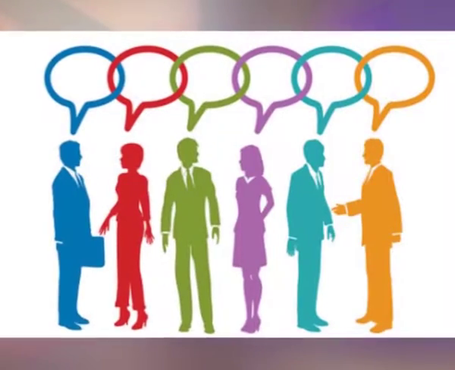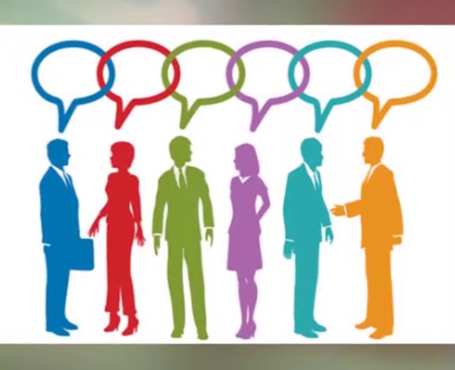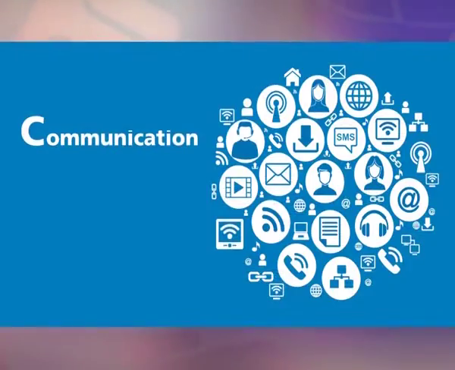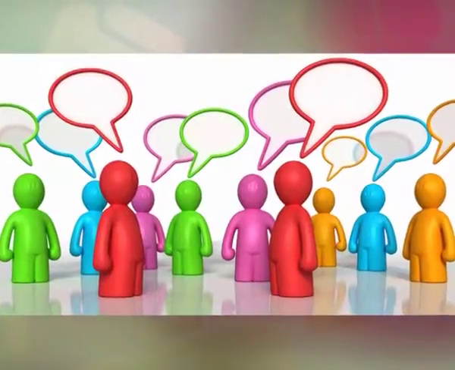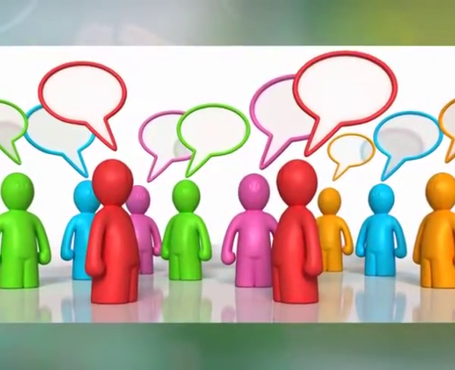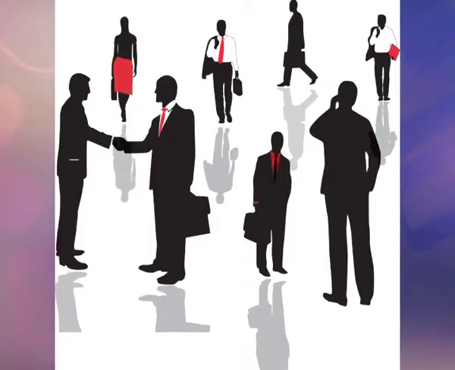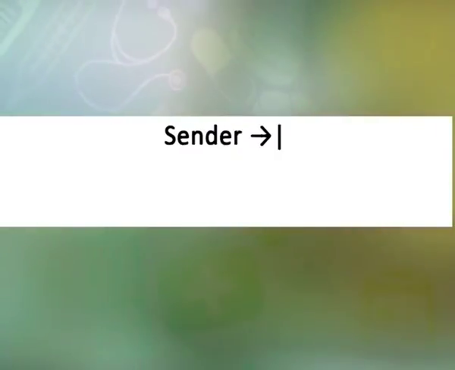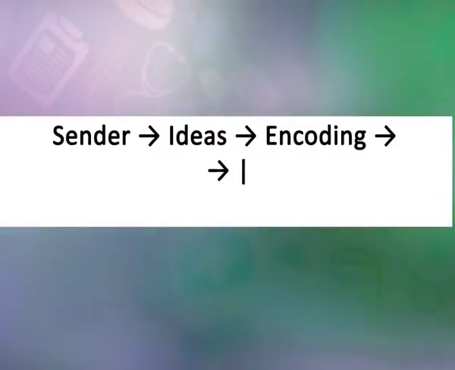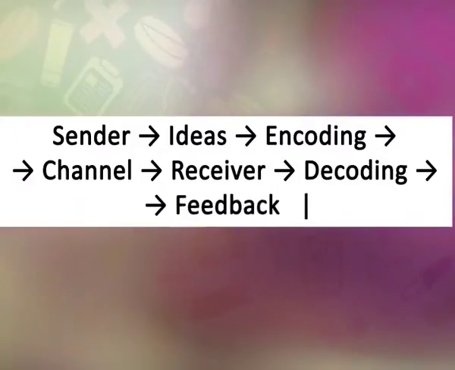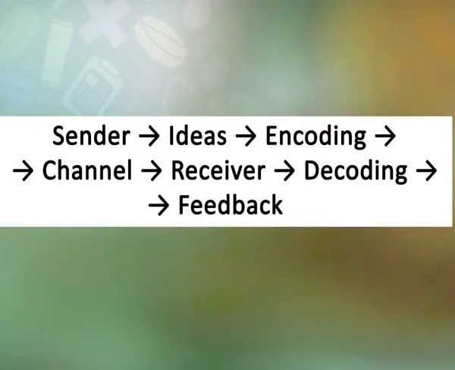Communication. Communication is to show or to spread information. It is an inter-exchange of thoughts and information. Features of communication: it is two-way traffic, a continuous process, a short period process, a process of conveying a message. The steps of the communication process: sender, ideas, encoding, channel, receiver, decoding and feedback.